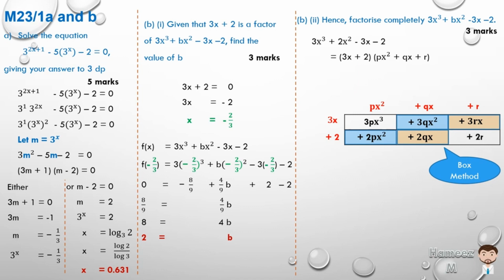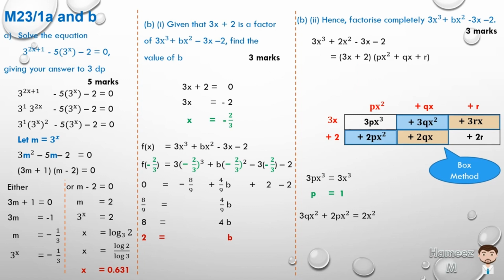So if we equate the coefficients, then in terms of x cubed, we know 3px cubed, which is what we got in the box, is equal to the original equation 3x cubed. As such, p is equal to 1. So we found p. Let's do the same for the boxes that are blue, which are the terms with x squared in it. So 3qx squared plus 2px squared is equal to what's in the original equation? Bx squared, and b worked out to be 2. So that will be 2x squared.